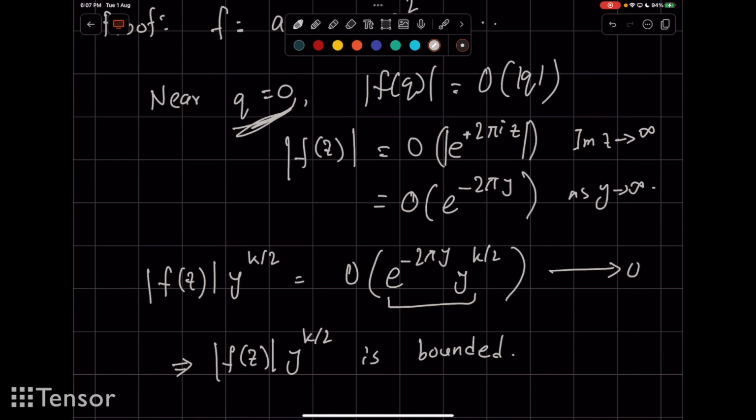Okay, so I have a question. Why does this function going to 0 as y goes to infinity imply that this function is actually bounded?